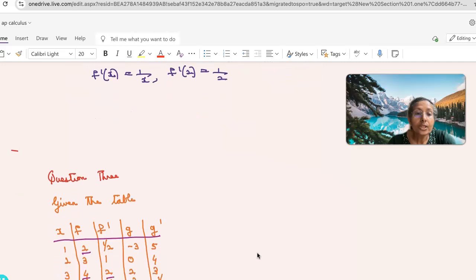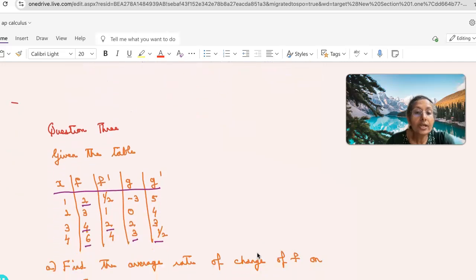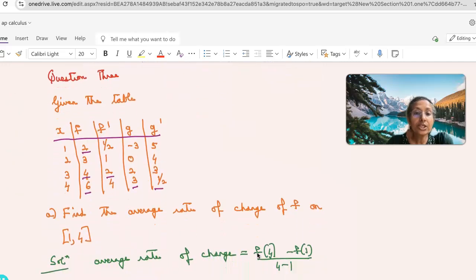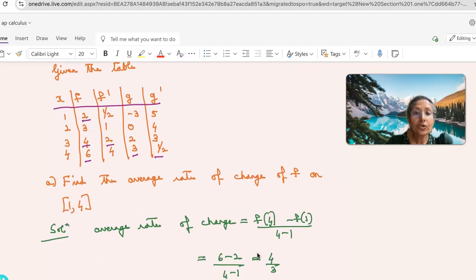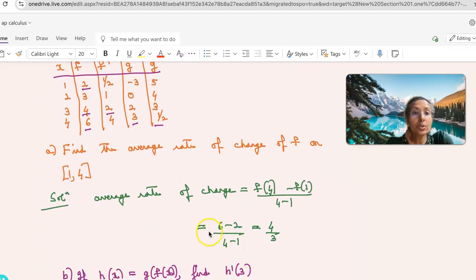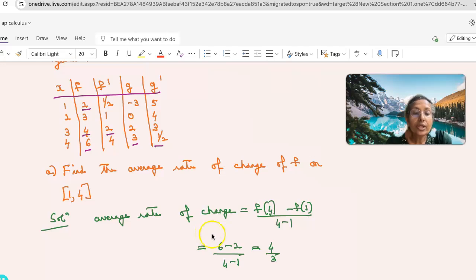The third question, look at this table here, you are given x, f, f dash, g and g dash. Find the average rate of change of f on the closed interval 1 to 4. The average rate of change on the closed interval 1 to 4 is given by (f of 4 minus f of 1) by (4 minus 1). f of 4 is 6, f of 1 is 2. So (6 minus 2) by (4 minus 1), which is 4 by 3.